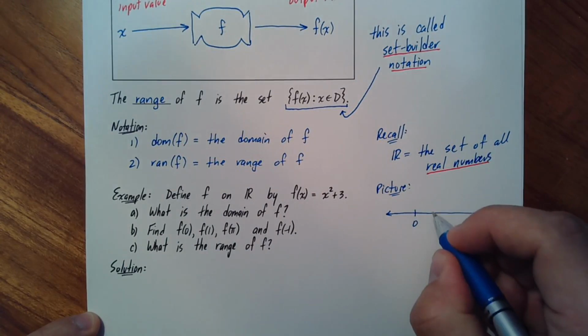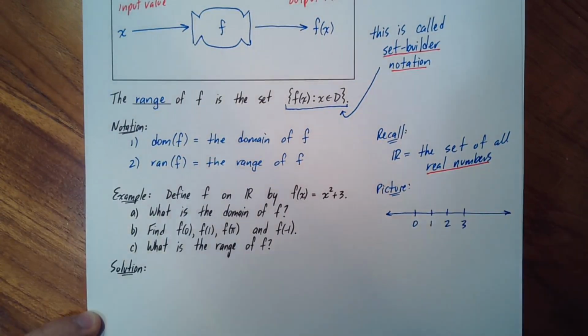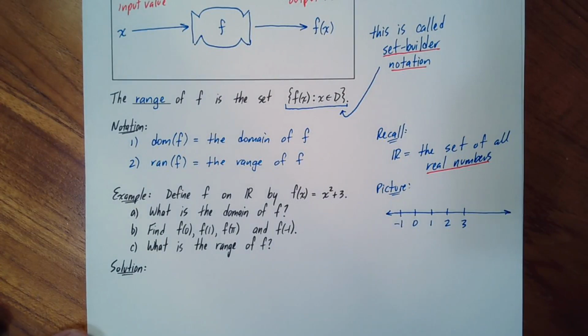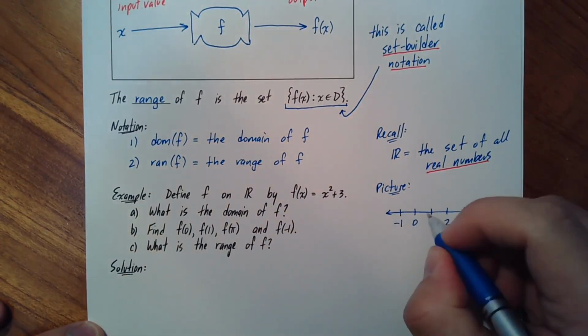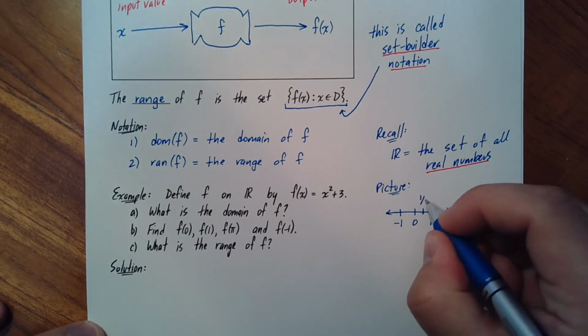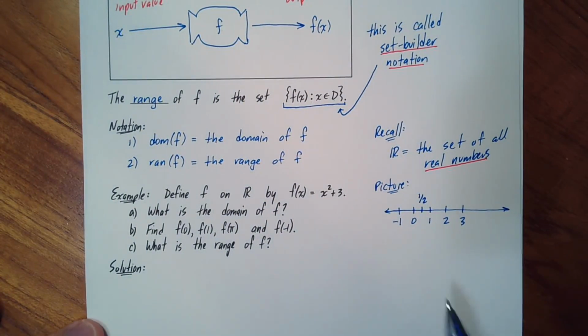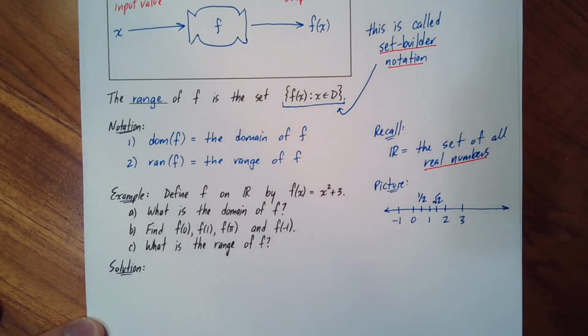I've got 0, 1, 2, 3, right? I've got all the whole numbers. I've got 0. I've also got negative numbers. I've also got fractions. I'm going to sneak a fraction in here. Right between 0 and 1 is, I'll put it up here, 1/2. And I can even put down irrational numbers, like right between 1 and 2, somewhere roughly around 1.4, you have the square root of 2.